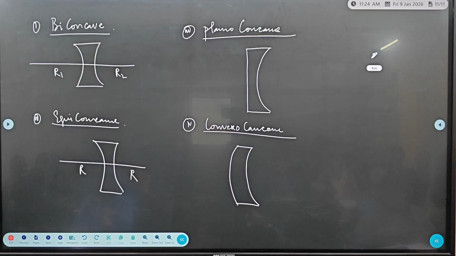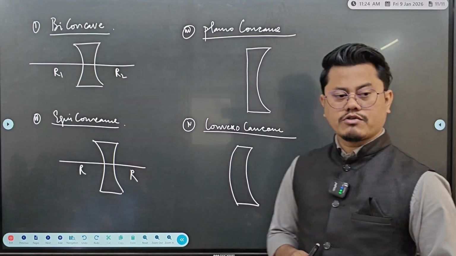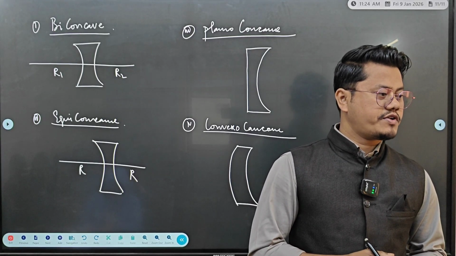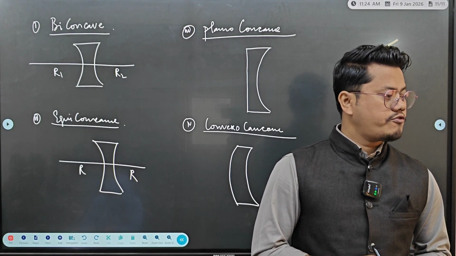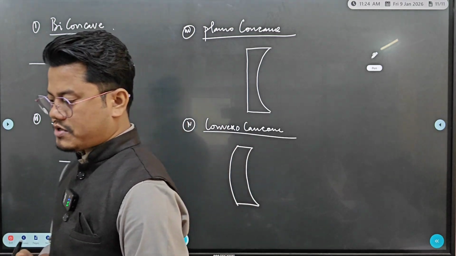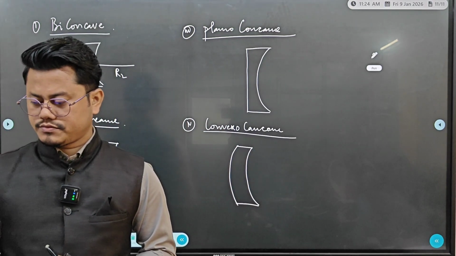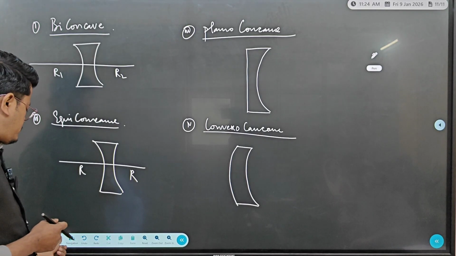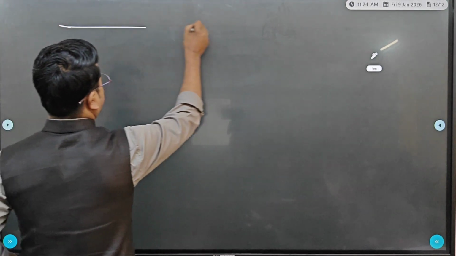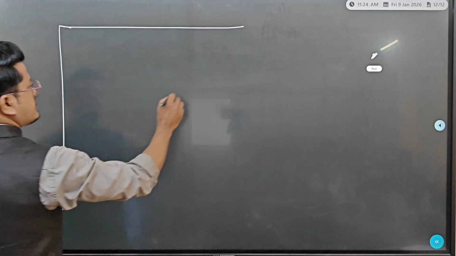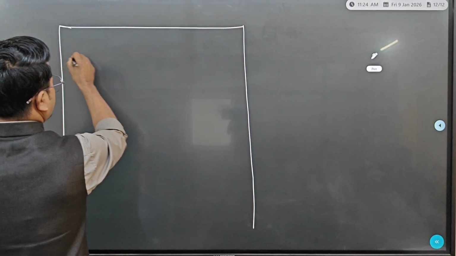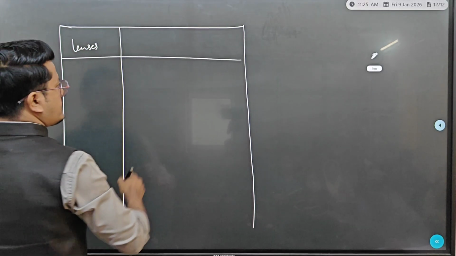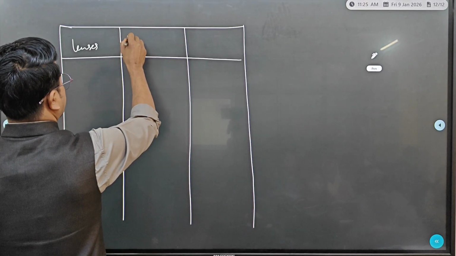Over? Okay. So by using all those concepts, let us try to find out the focal length of different types of lenses. You please go for the next topic and write focal length of different types of lenses. I'll just give you in the form of a chart. Just make a chart like this. Here you can mention lenses. Here you can mention the focal length.